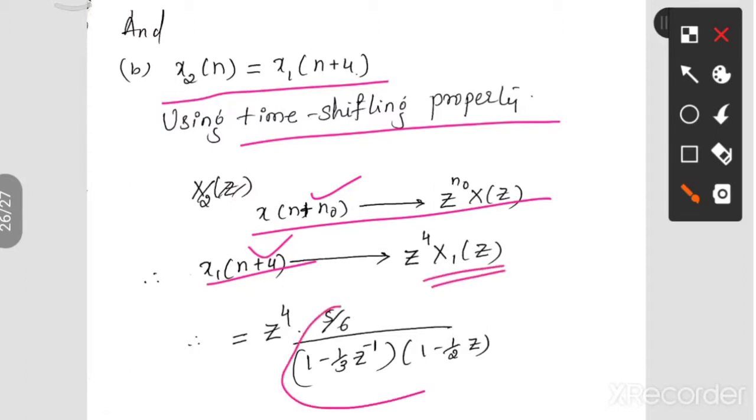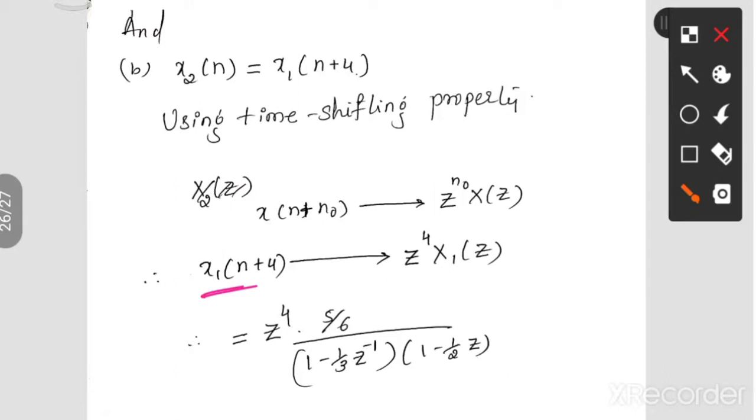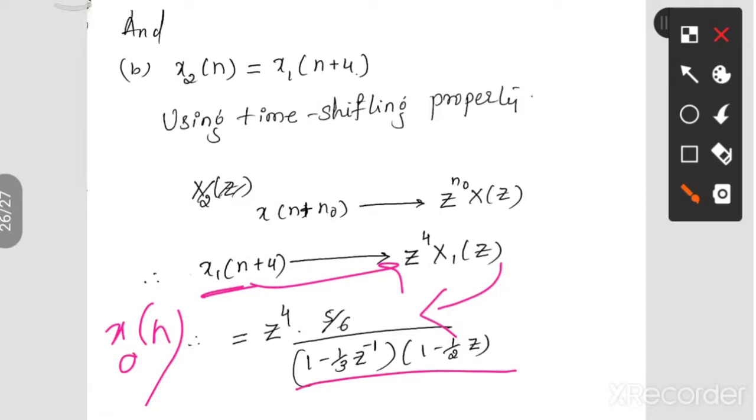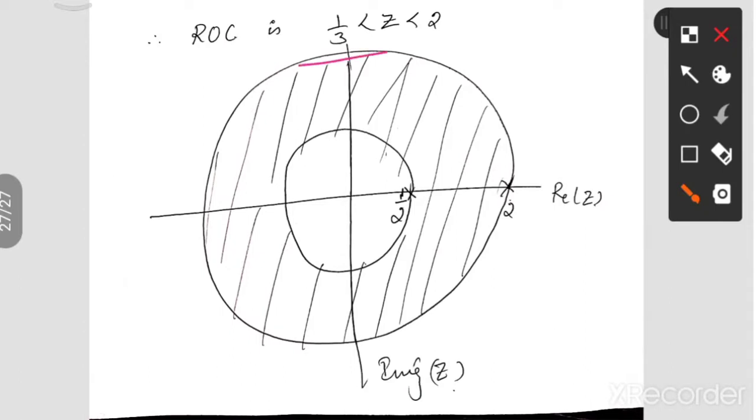Already we have calculated the z transform of the first signal. Observe, this is x1 of n plus 4 that they have asked, which is nothing but your x2 of n. Therefore its z transform will be z raised to 4 into x1 of z. This we know: z raised to 4 into 5 by 6 divided by this denominator, that is x1's z transform. Now the ROC is similar for both cases, and the ROC will be greater than 1 by 3 and less than 2. Let's draw this.